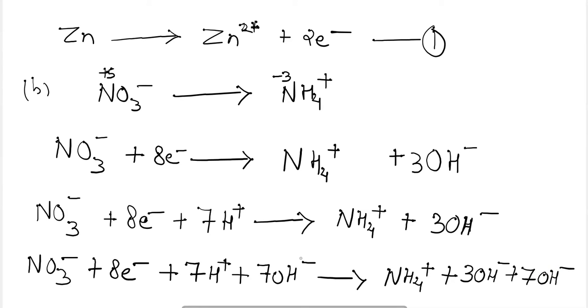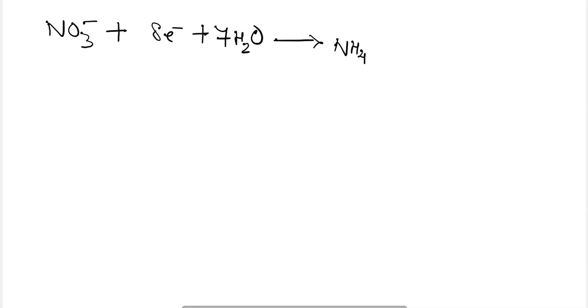Okay. So after this, what will happen? On adding H plus ion and OH minus ion, what happens? Formation of water takes place. So hence NO3 minus plus 8 electrons plus 7 H2O gives NH4 plus plus 10 OH minus will be formed out here. So this will become the second equation.